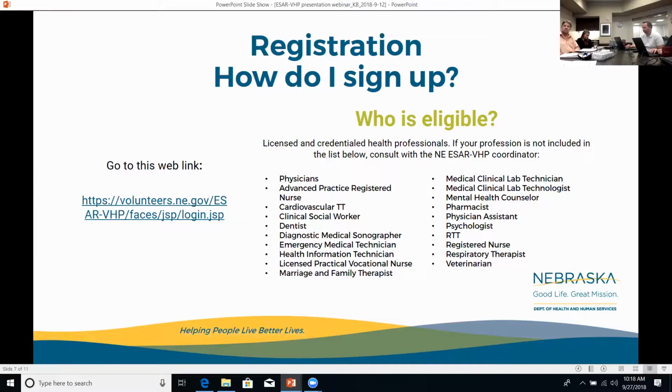With regard to registration and how a person can sign up, there is a website, a link that you can go to, which I have placed here. There is also a list of current licensed and credentialed health professionals, and if you're not considered in one of those professions, you can contact the ESAR-VIP coordinator, and they may be able to help you with regard to whether or not your profession can be added to the list or where you might fit in.